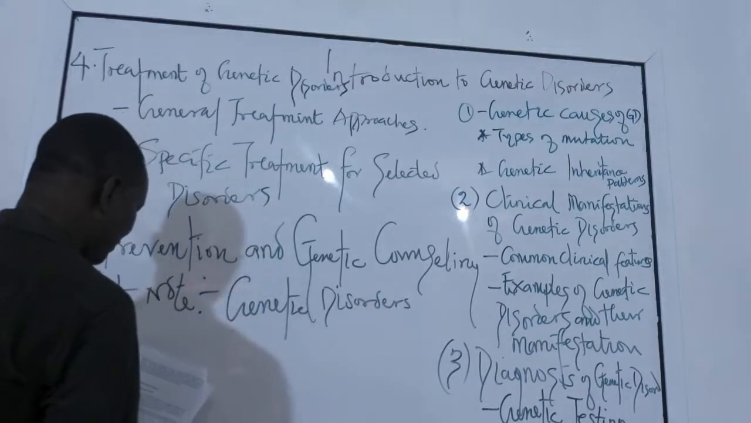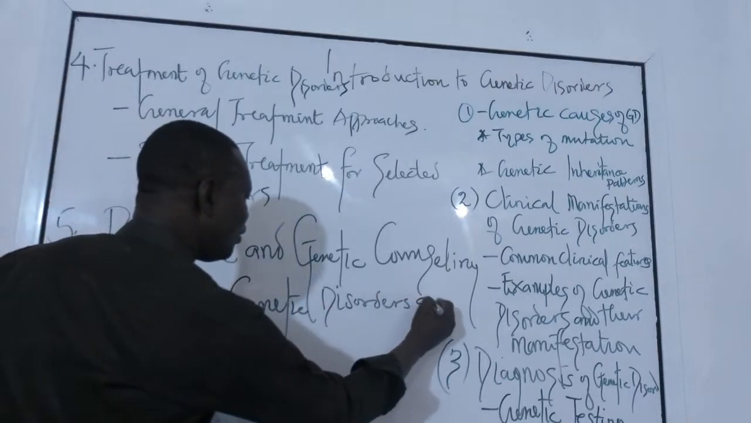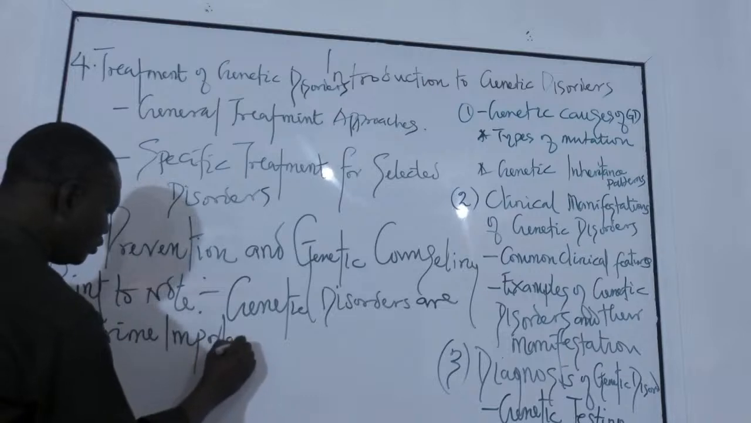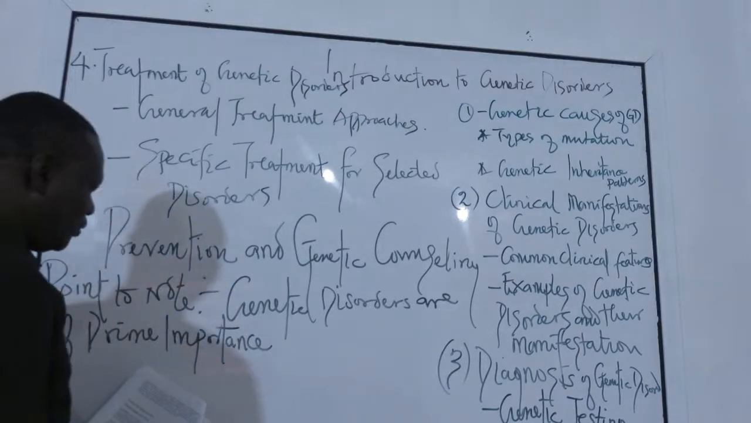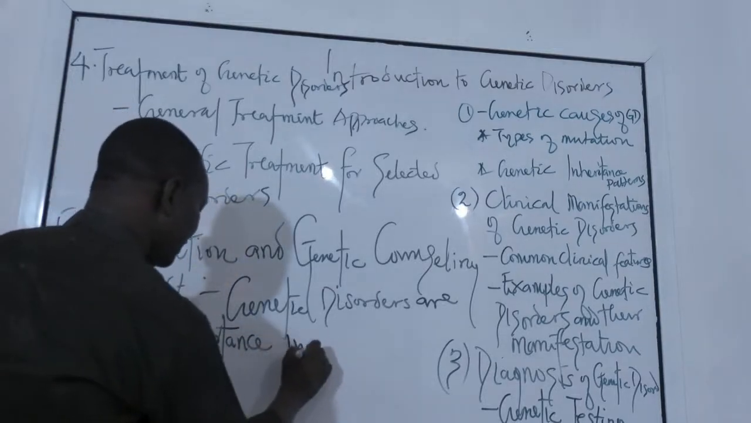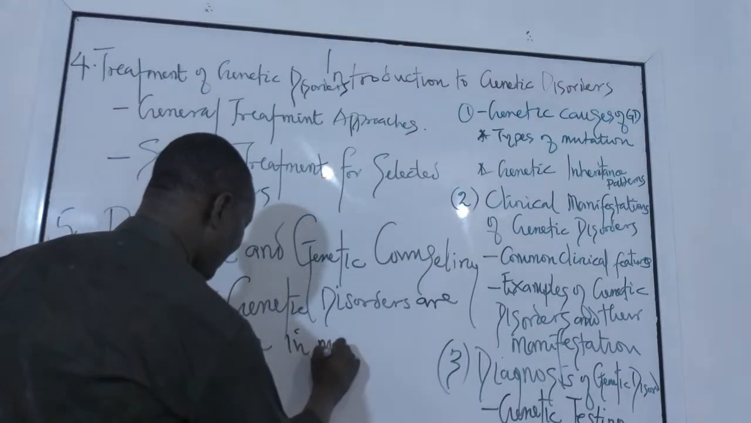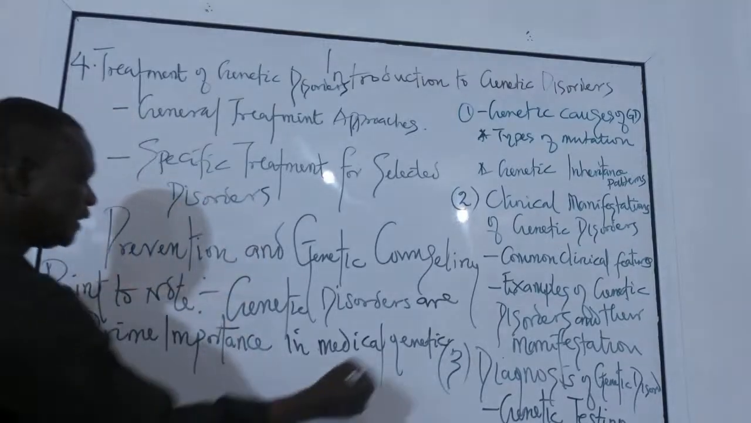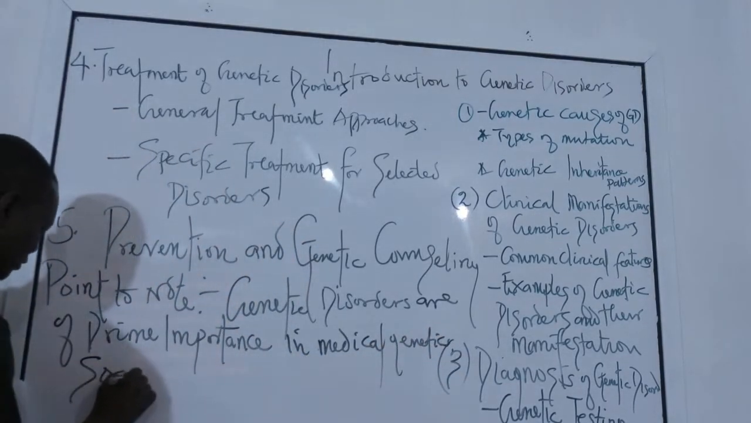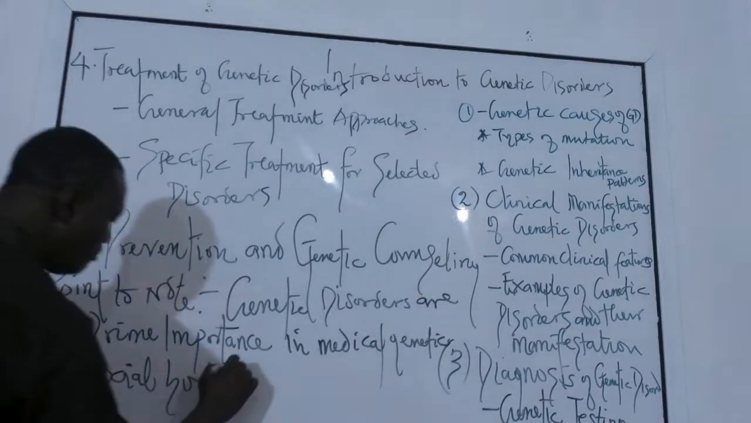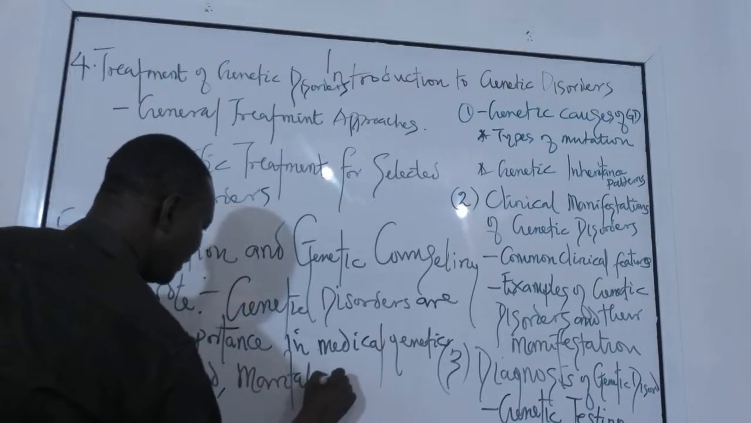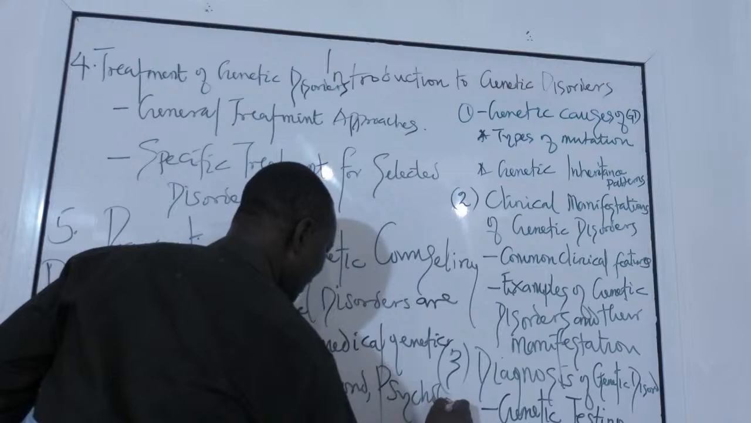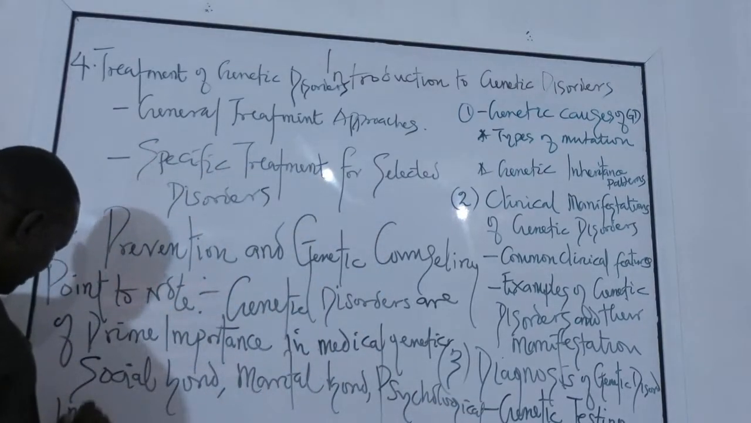Genetic disorders, although they have a genetic basis, are of prime importance, very prime importance, not only to us as geneticists or biologists. It is of very prime importance in medicine, or what is called medical genetics. Very, very important. It is very important in maintaining social bond, marital bond, as well as it has psychological importance. So very, very important.